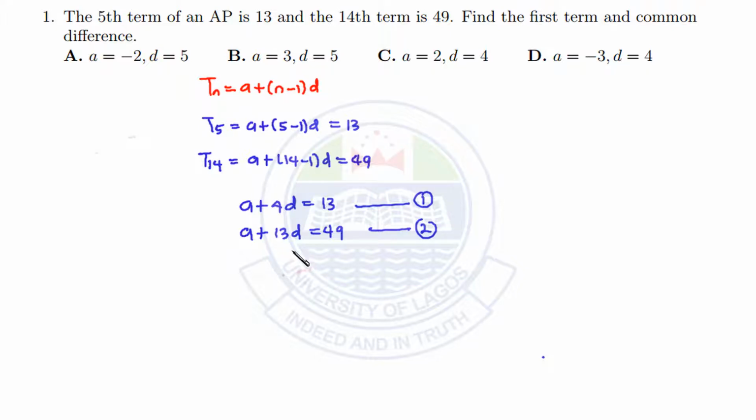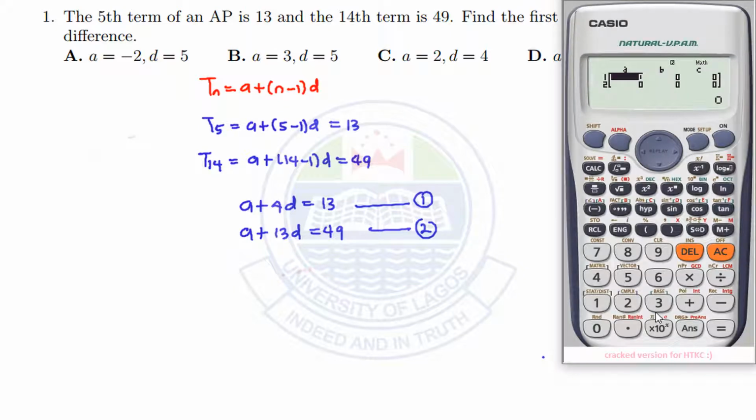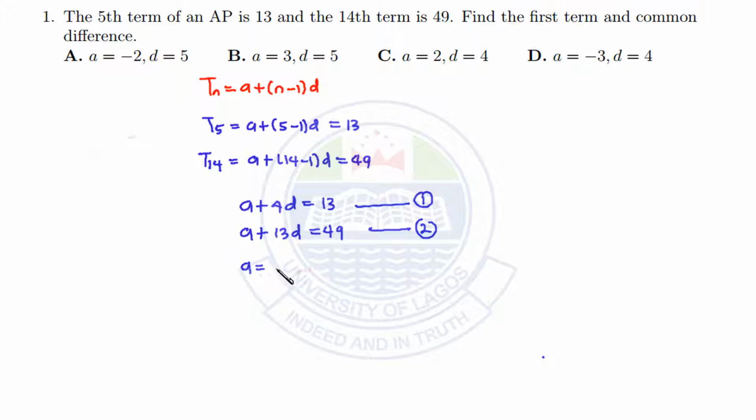our common difference. Now we want to use our calculator to solve it. We just need to substitute all those variables inside. We have 1, 4, 13, and 1, 13, 49. So we have our a to be minus 3 and our d to be equal to 4. So meaning that we have a to be minus 3 and d to be 4. So the correct option here is D.